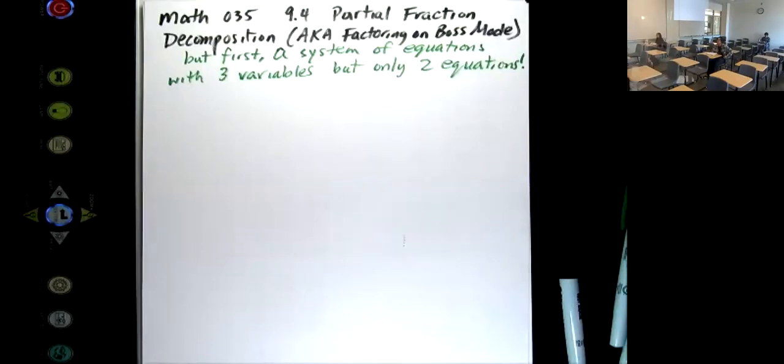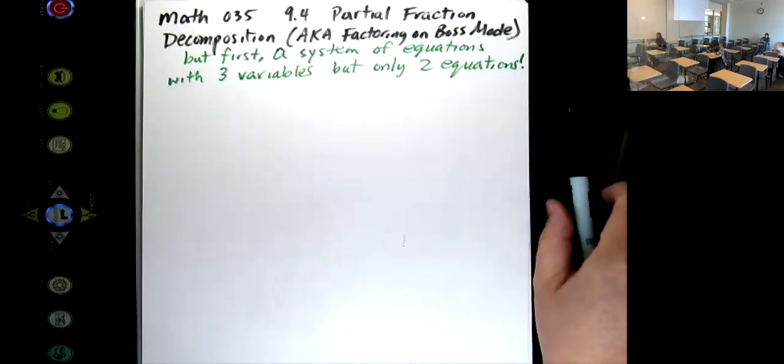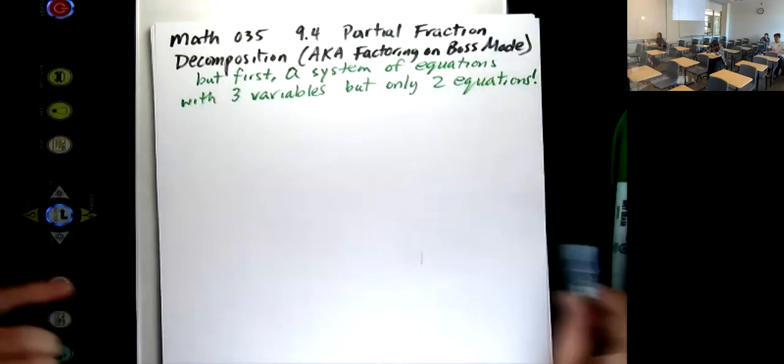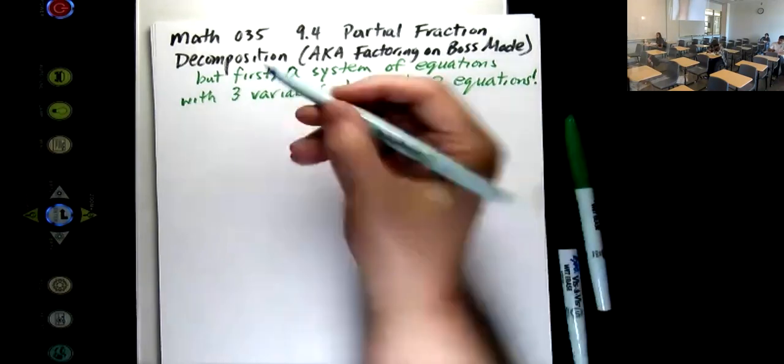All right, everybody. Today's the day for the most glorious of topics, factoring on boss mode. The hard stuff. But first, there's a little more I wanted to do with systems of equations. We were doing 2x2s and 3x3s, but sometimes we don't have enough equations for the variables we have. So what happens with something like that? Let's take a look at it.